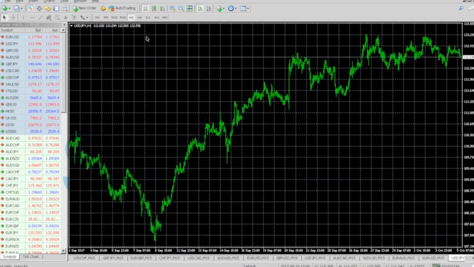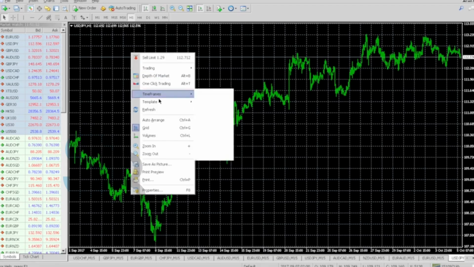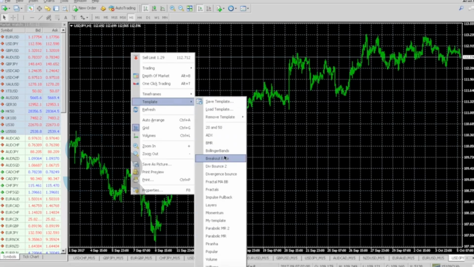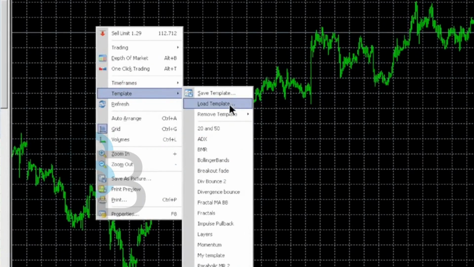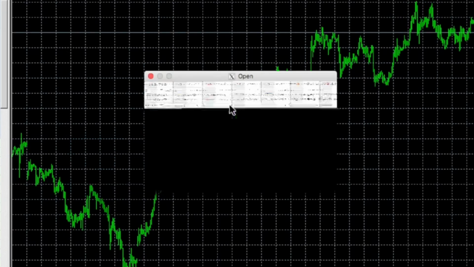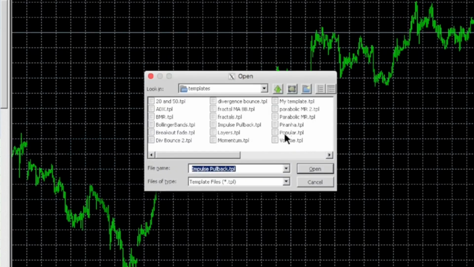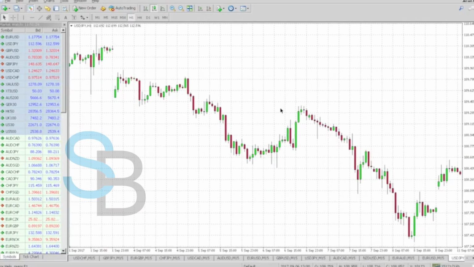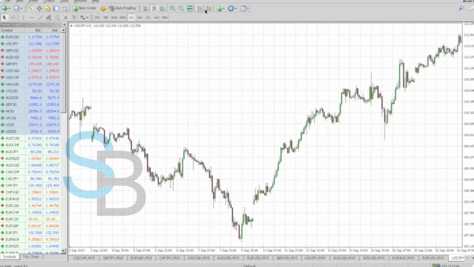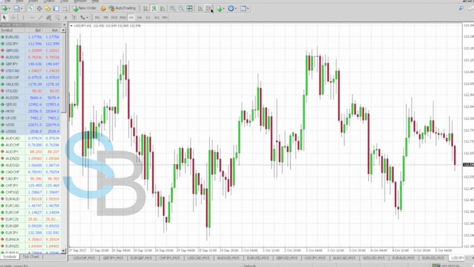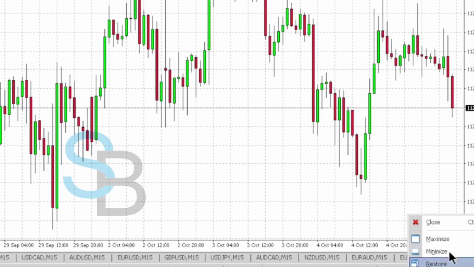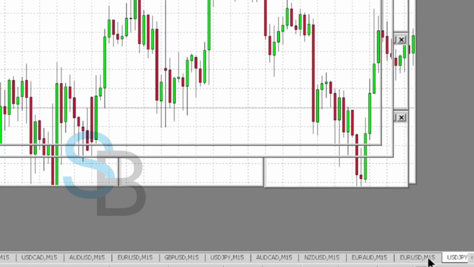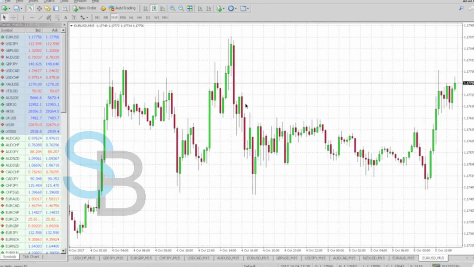And again, to apply the settings, you just right click, go to template, and load the template. Which one do you load? You load the one that you just created called my template. This one. There you go. If you want to get rid of the chart, just right click, close, and it's gone.